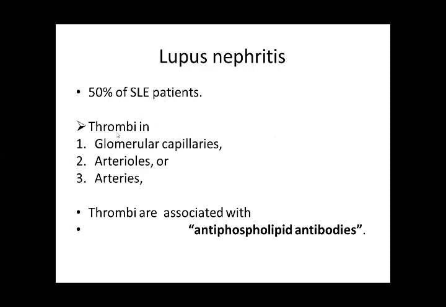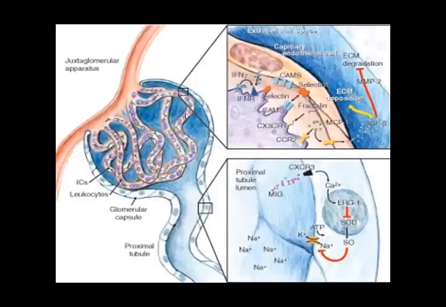50% of SLE patients have thrombi in glomerular arterioles and arteries. Thrombi are associated with antiphospholipid antibodies. Because of antiphospholipid antibodies, there are thrombi in all the capillaries, glomerular capillaries, arterioles, and arteries. So this is the whole apparatus, and there will be thrombi everywhere.